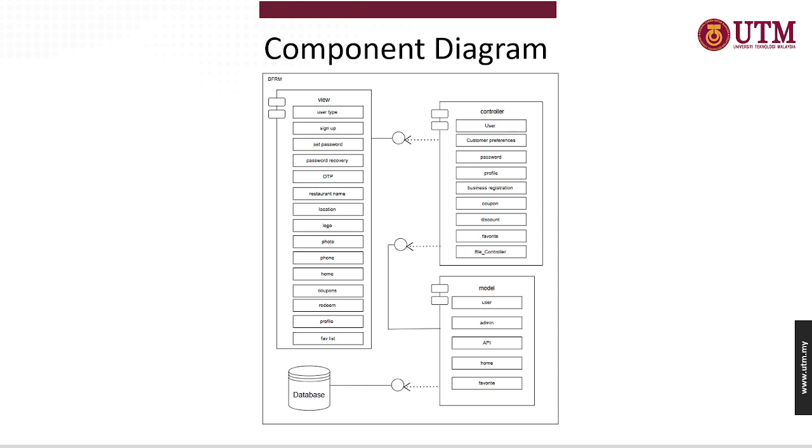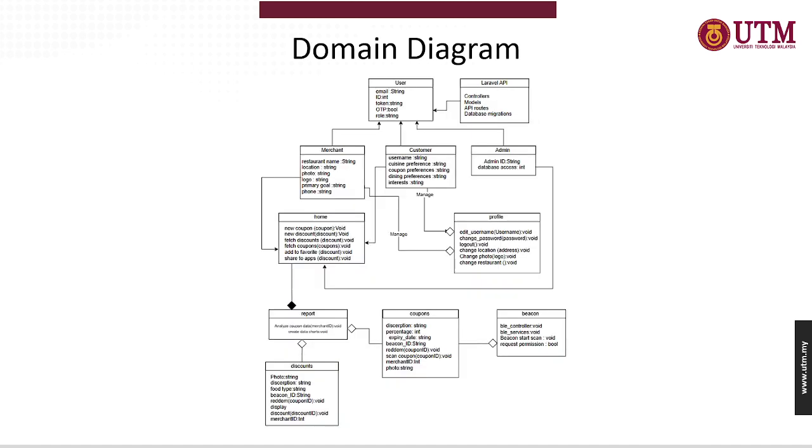For the component diagram, I just divided the MVC that I had, the view, controller and modules, and connected them to my database. Okay, for the domain diagram, we have here three main users or actors, such as the merchant, customer, and admin. Each one of them has his own class diagram. Here we have the composition and aggregation between each class.